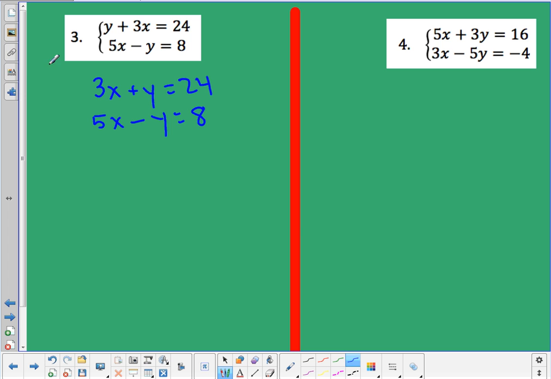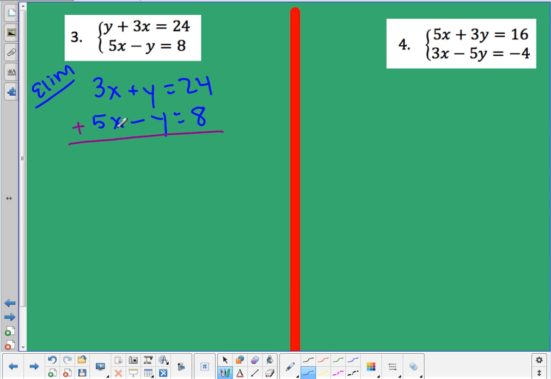And now I'm set up really nicely to use elimination. X terms lined up, y terms lined up, constants, equal signs, all of that. And bonus, the y terms have opposite coefficients, positive 1 and negative 1, so I don't have to multiply by anything. This is already ready to go. So I'm going to add this together.